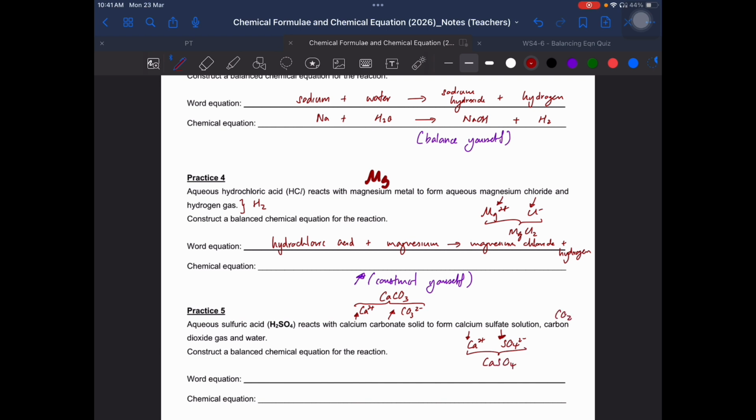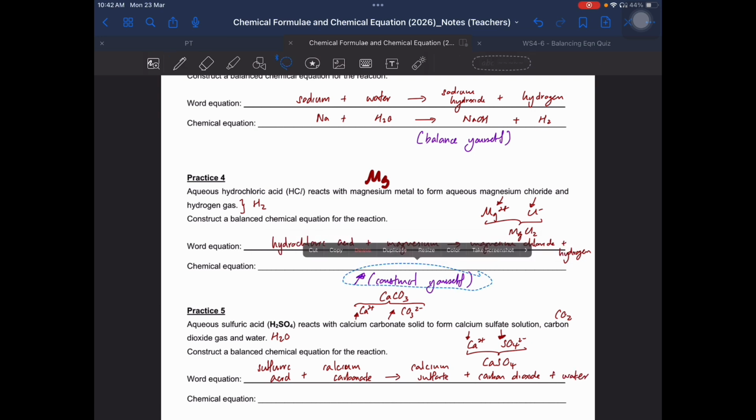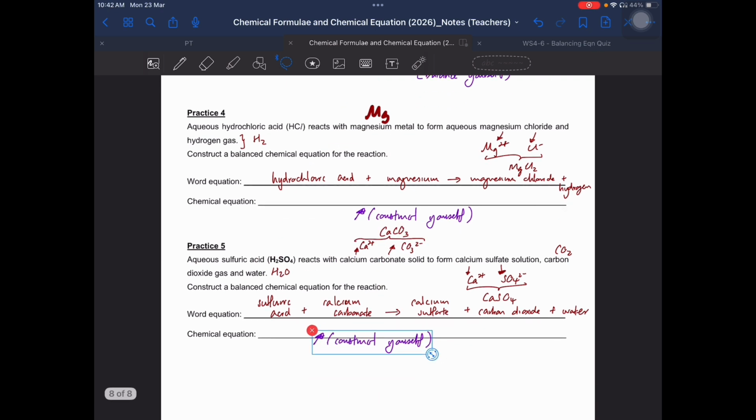Carbon dioxide is CO2, water is H2O. So this entire equation will now be sulfuric acid plus calcium carbonate forming calcium sulfate plus carbon dioxide plus water. Similarly, can you take this equation and try to construct one by yourself, right?